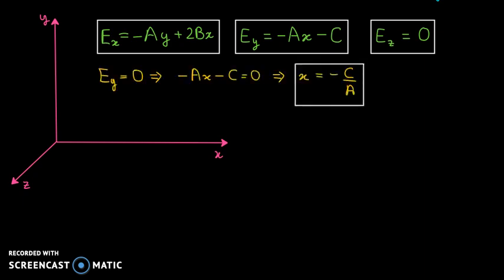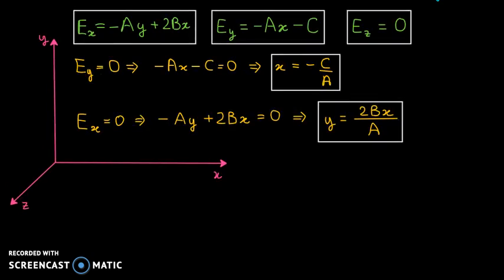Here we have set E sub y equals 0. That makes negative a times x minus c equals 0. And if we rearrange our equation, isolate x, we get x equals negative c divided by a. And finally, let's set the x component equal to 0 and solve for y, and then combine with this result. Here's the calculation. E sub x equals 0. That makes negative a times y plus 2 times b times x equals 0. Rearrange the equation, isolate y. We get y equals 2 times b times x divided by a.